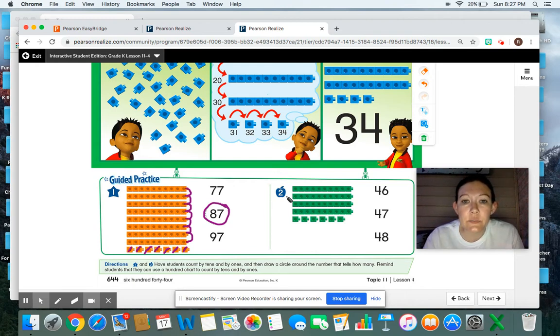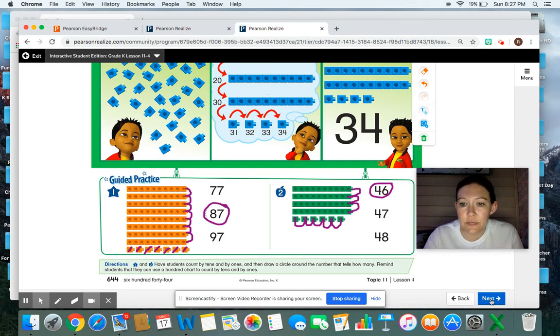Let's try the next one. I'm looking at number 2, apple, and the green cubes. Each one of these cube trains is a group of 10. Here we go. 10, 20, 30, 40, 41, 42, 43, 44, 45, 46. There were 46 cubes in all.